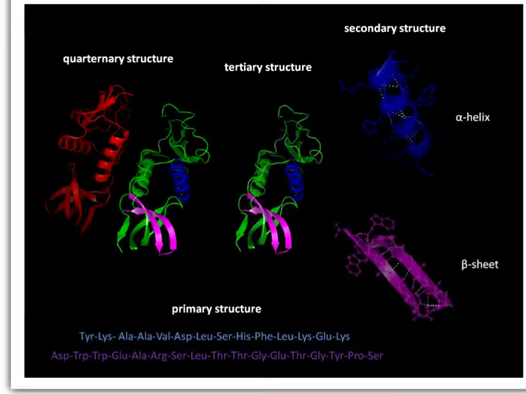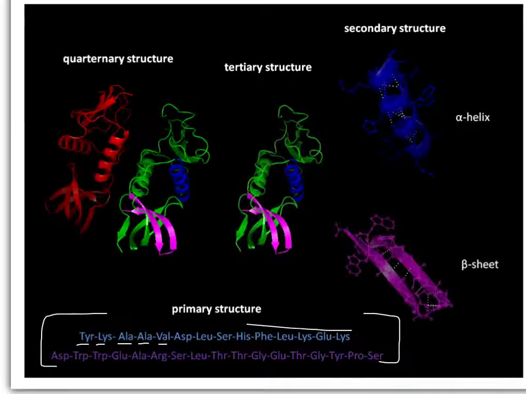Alright, so let's look at it from the beginning again, just to make sure we have an overview of how this works. So we start with our primary structure down here. This represents each different amino acid. So this is tyrosine, lysine, alanine, valine, and so forth. Each of them are bonded together in a chain. Again, this is like the push pins that we made on the tubers in class.